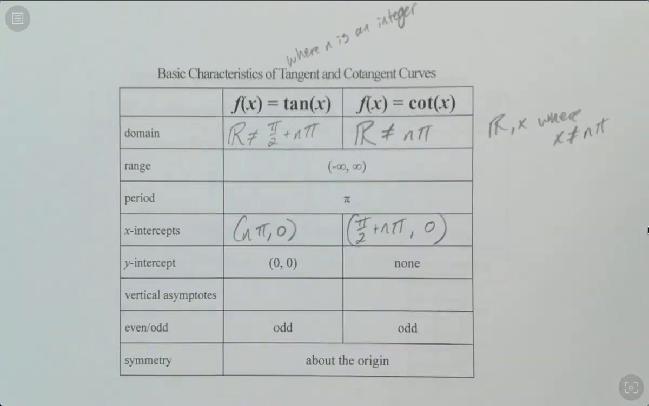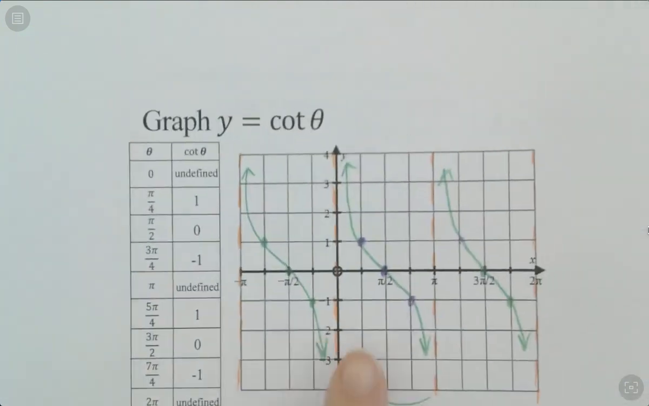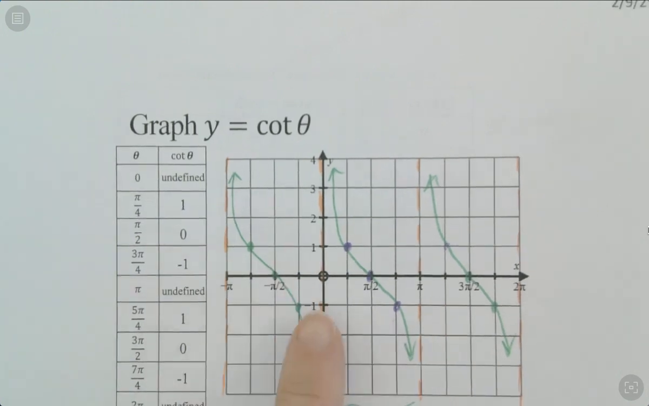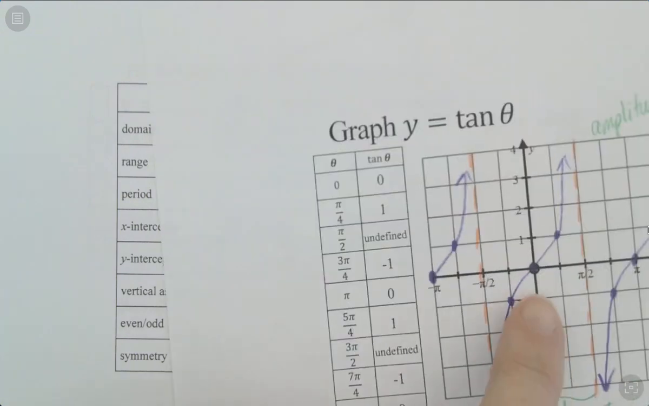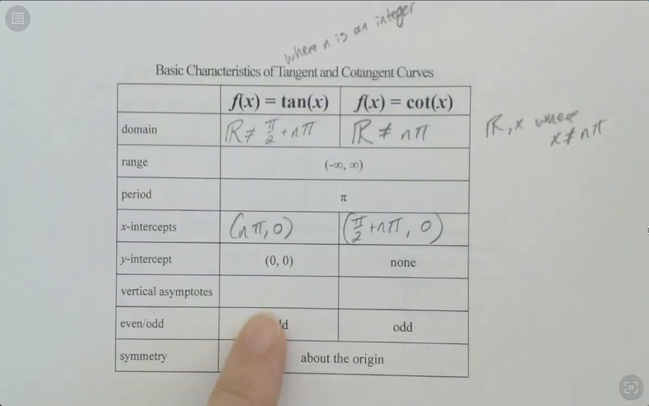I gave you the intercepts. There's no y-intercept for the mother function cotangent curve. And then the tangent curve intersects at the origin. Vertical asymptotes.